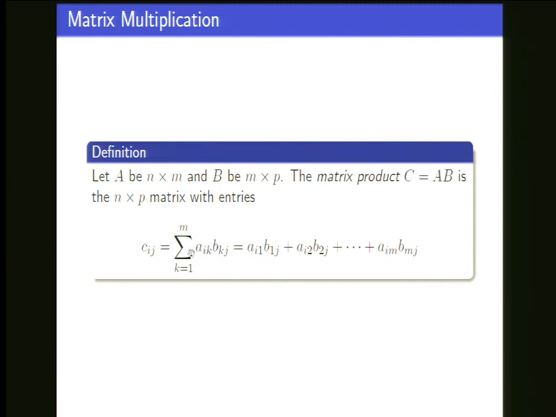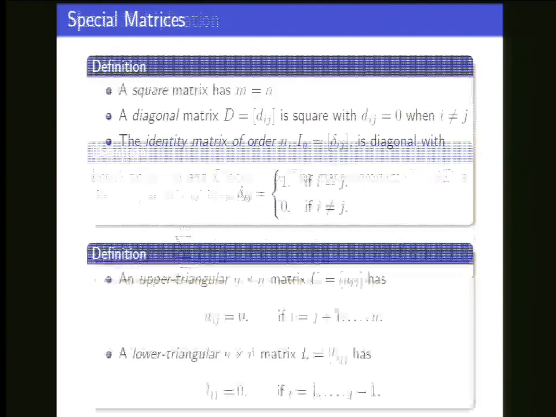Anyway, the definition is clear. We're going to use this expression a lot. You know how to do it just mechanically: it's a bunch of dot products, by the way. Row i of A, column j of B, dot product with a temporary index k. That's how we describe it.